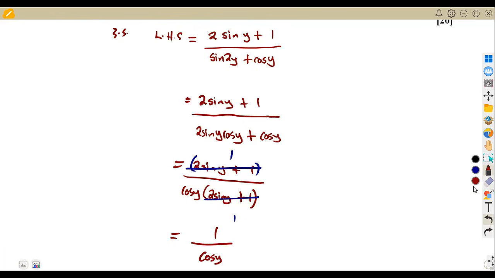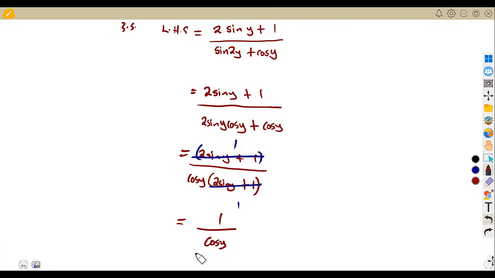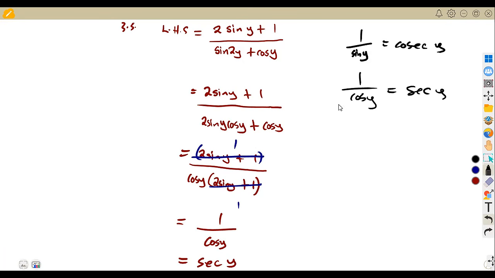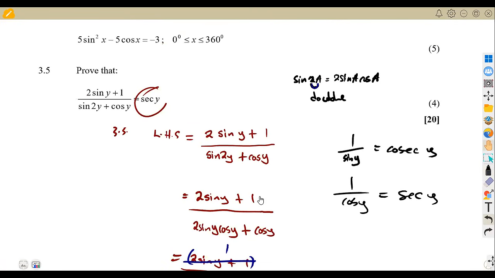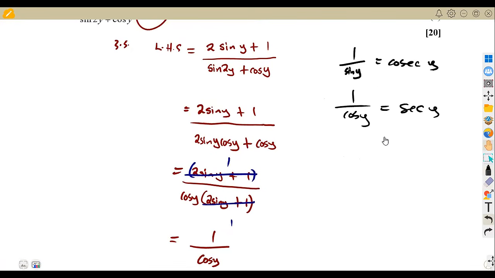All right. But we know that 1 over cos is equivalent to what? To sec. So whenever we have got 1 over cos like this, this is equivalent to the sec of y. So know this, guys, 1 over the sine of y is going to give us cosec, the cosec of y. But if it is 1 over the cos of y, it will be a sec y. All right, so that is what you're supposed to have at the end. And this is exactly what we have on the right hand side. So meaning to say our left hand side in this case is equal to the right hand side. That is how we're supposed to work out this.